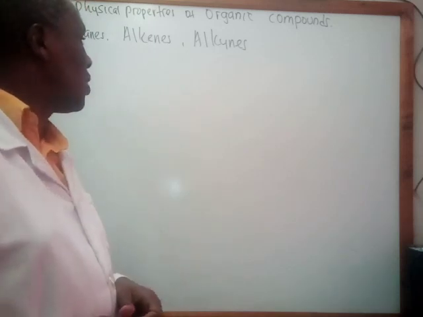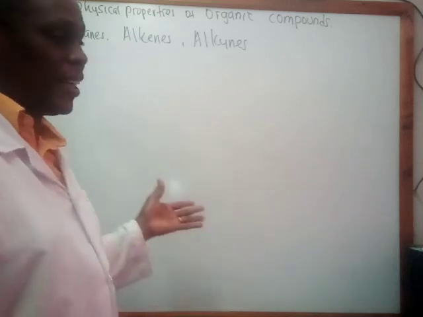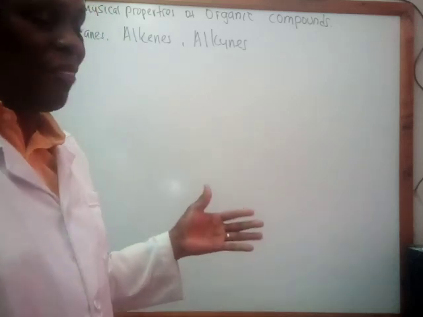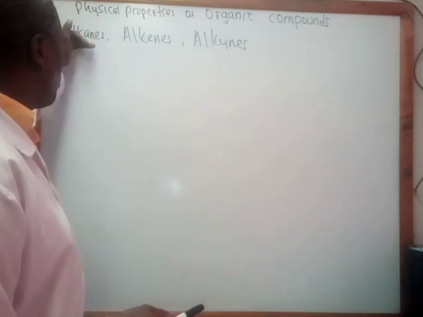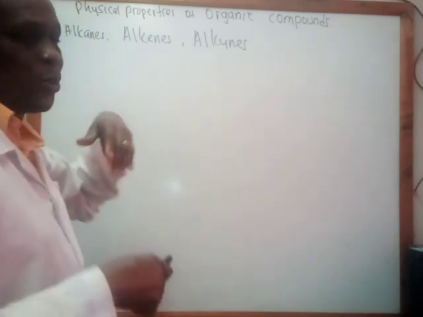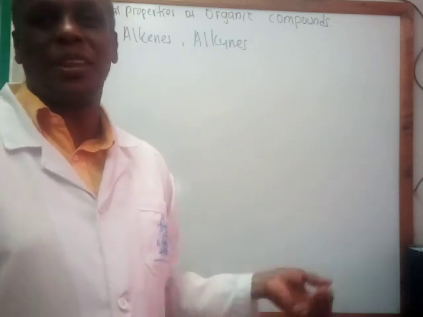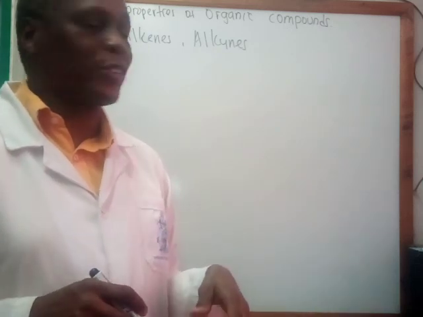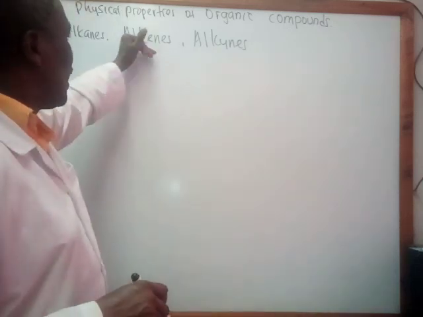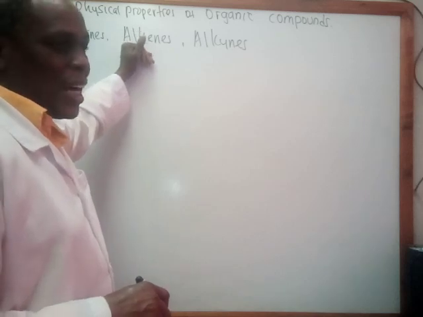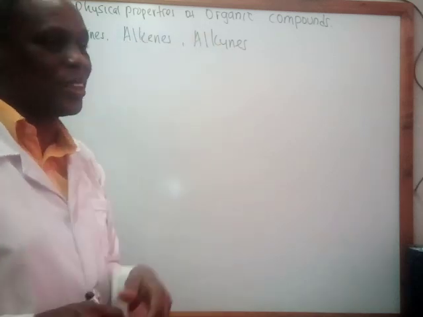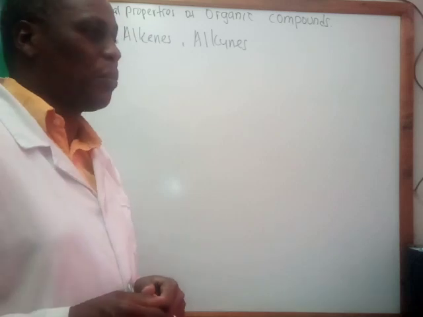In this case, the first functional group which we are talking about is alkanes, which we know have carbon-hydrogen single bonds and in principle do not have a functional group. An alkene has a carbon-carbon double bond, and an alkyne has a carbon-carbon triple bond.